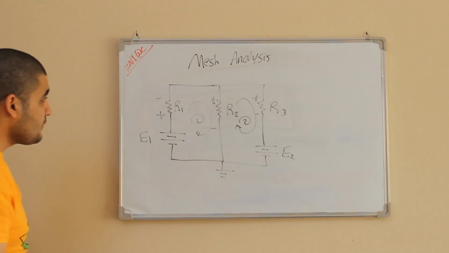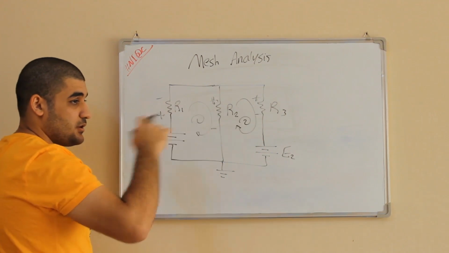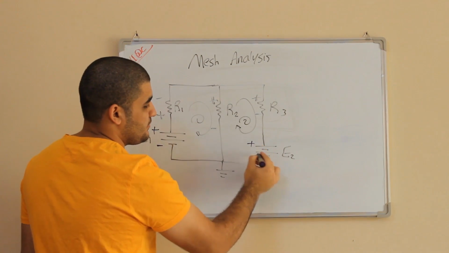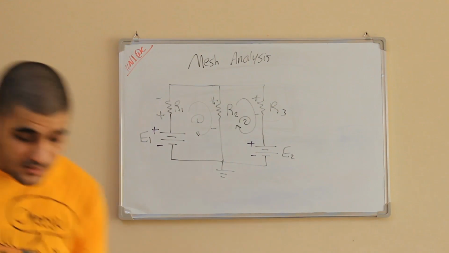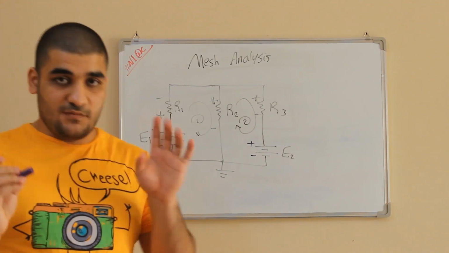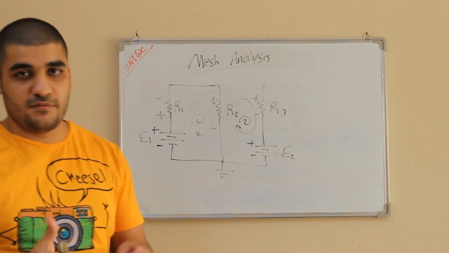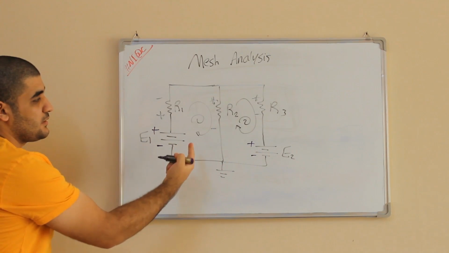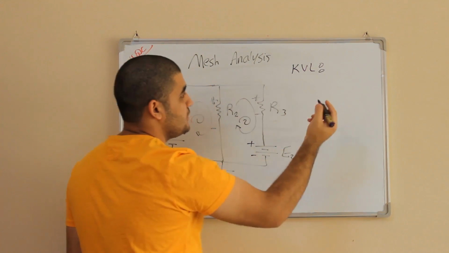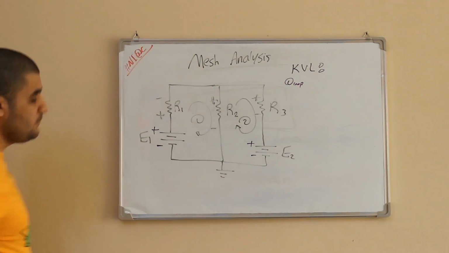Now, you know that for the battery, the longer lead or the longer line is a plus, and the smaller one is minus. And here is the same, plus minus. Now we have to write the KVL equations. I suppose that all of you know what KVL and KCL are, because it's very elementary. KVL, which is Kirchhoff's voltage law, for the first loop.